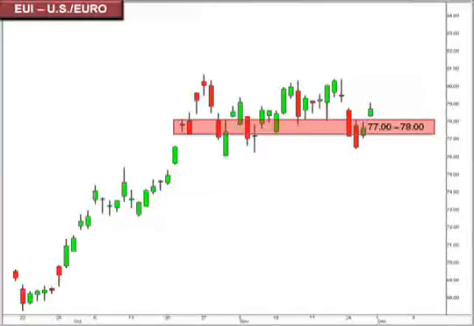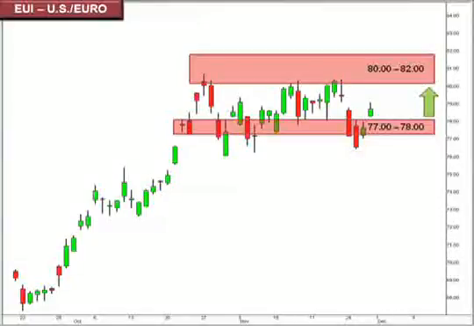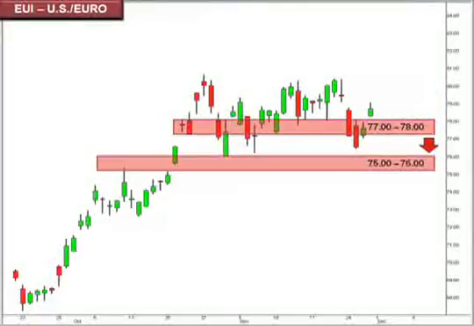Although we broke below that for a day, we managed to play back into that to close Friday above, and the window now is open for another retest of that 80 to 82 focal zone. If we're unable to maintain this level, a break below our 77 to 78 opens the window up for a test of the 75 to 76 focal area.